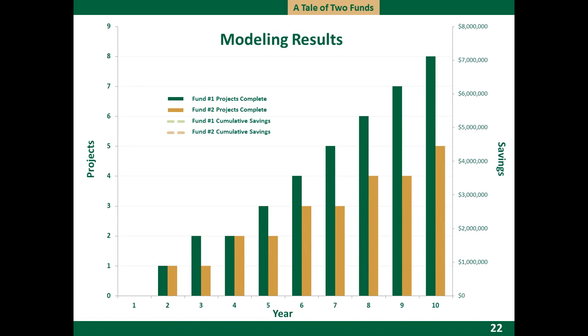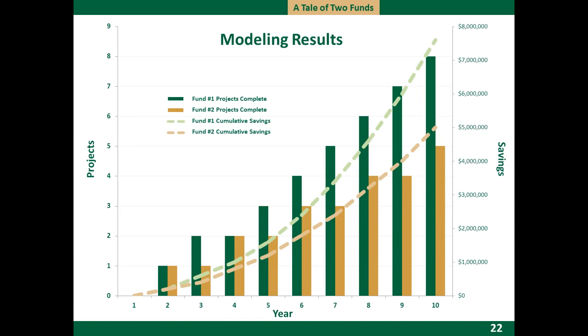Now, projects are all well and good, but what we really care about here is total savings. So we'll go ahead and graph that on the other axis. So we see that fund number one achieves between 7 million and 8 million in total savings by the end of year 10. And we see that fund number two achieves only 5 million and barely gets to 5 million at that. So to recap, despite a 10% difference in annual repayments and a 20% difference in total repayment obligation, fund number one achieves greater than 50% more total savings over a decade. And as you can see, that gap is only widening over time.